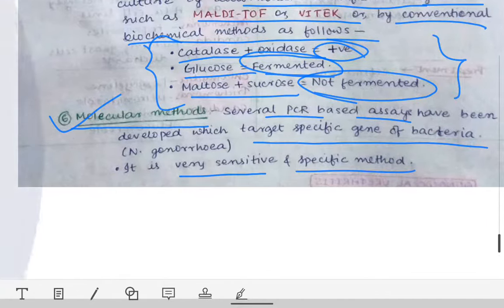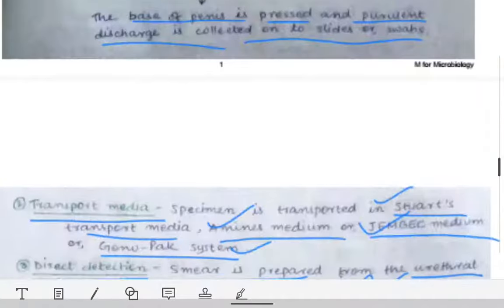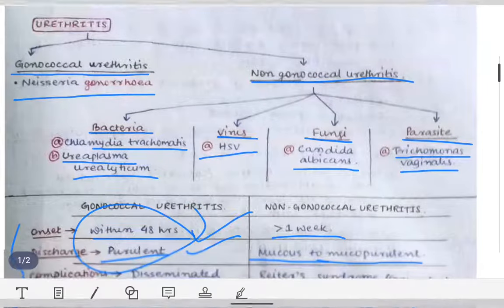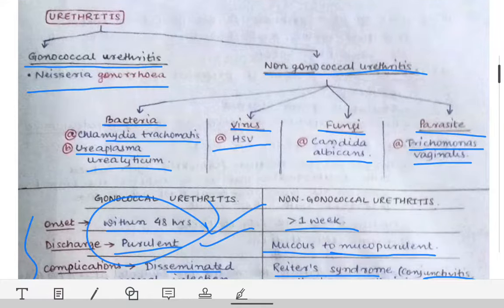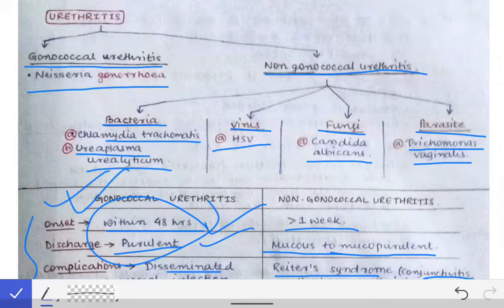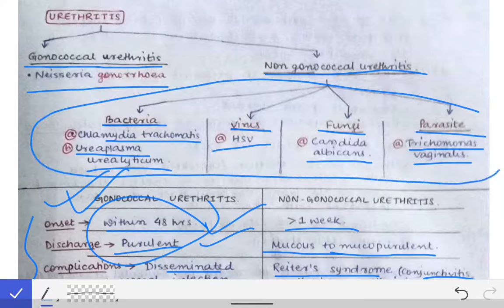This is all about the diagnosis of gonococcal urethritis. This is asked sometimes in the university exam, so it is important to know. The difference between gonococcal urethritis and non-gonococcal urethritis is a very important one, and the causative agents of non-gonococcal urethritis are also asked sometimes. So this is all about urethritis and the lab diagnosis of gonococcal urethritis.